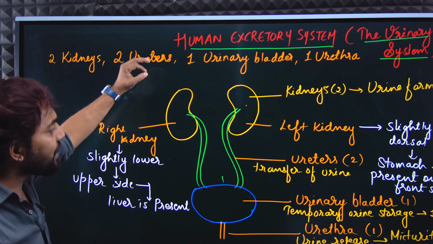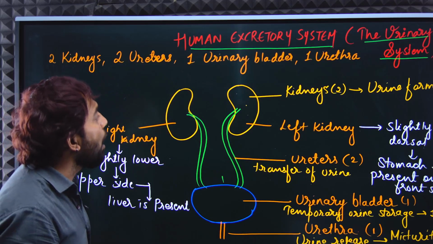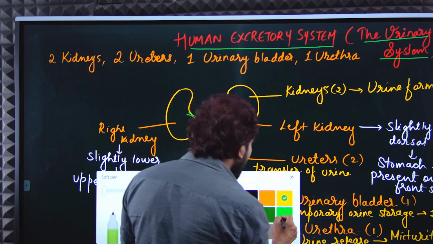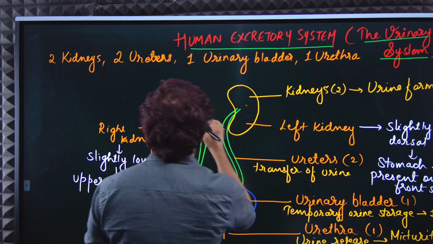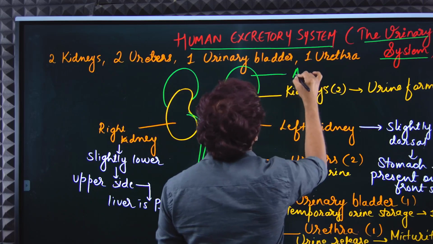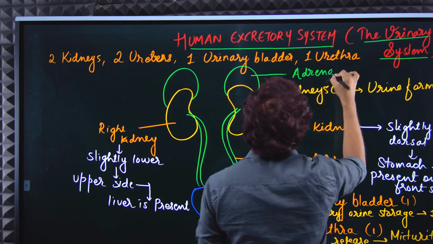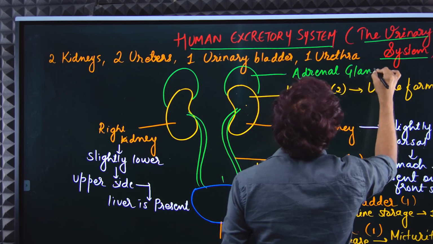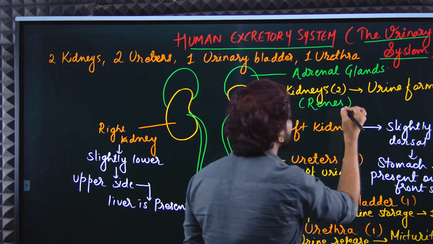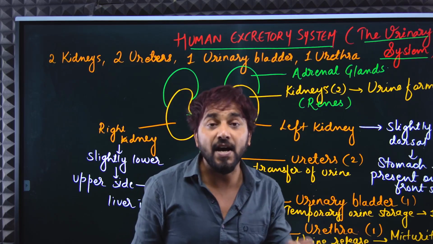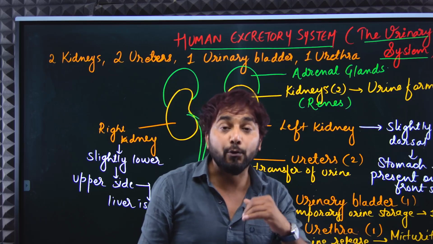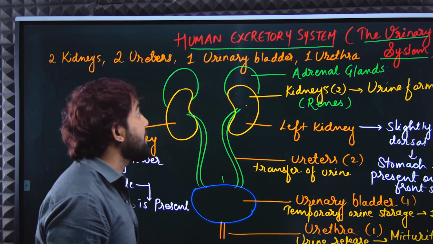So this is a very simple slide structure of the human excretory system. Here you have glands called adrenal glands. Why adrenal? Because the kidneys are scientifically named as renes, and the glands above the kidneys are called the adrenal glands.